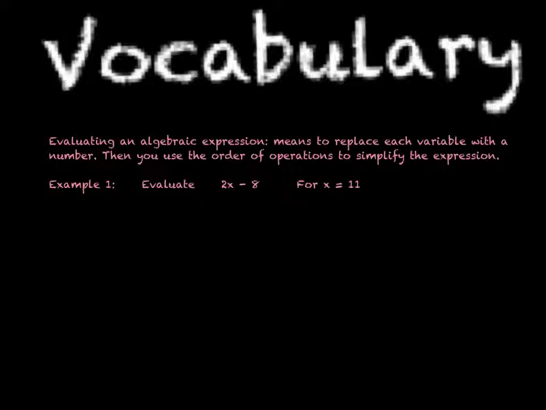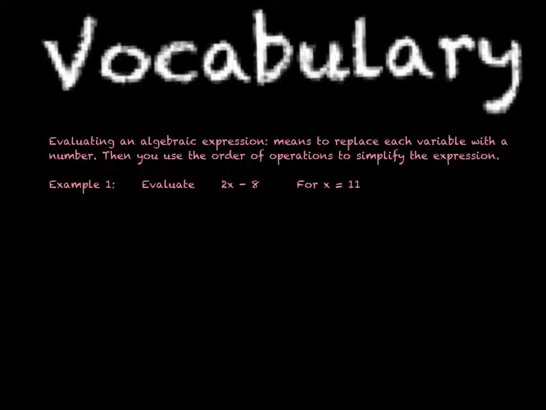Our last vocabulary word for today is what's going to help us actually know what it means to evaluate an expression, which was the goal of our lesson today, and that simply means to replace each variable with a number. Then you use the order of operations to simplify the expression. If you notice in example number 1, it says evaluate 2x minus 8 for x equals 11.